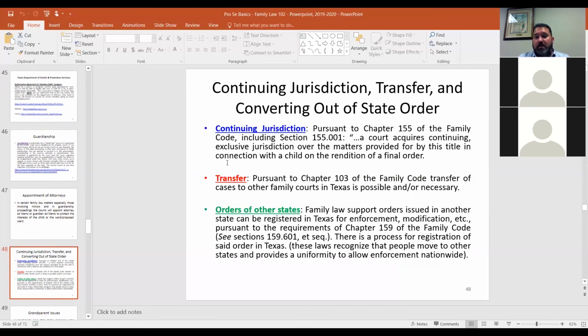I sort of talked about continuing jurisdiction. When minor children are involved, a court is going to have continuing jurisdiction over that issue. Sometimes people move from state to state, and there is the ability to transfer jurisdiction to other courts and so forth. And so we can provide information on that issue as well.